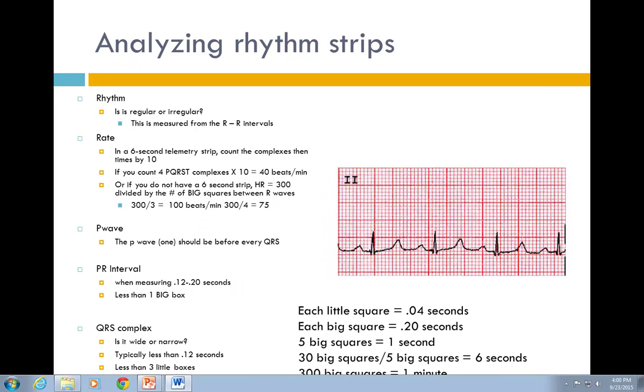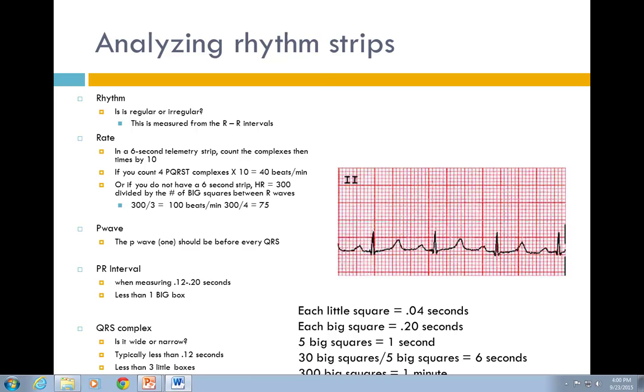Okay, so let's talk about actually analyzing rhythm strips. Analyzing rhythm strips should be done systematically, as outlined in this slide. You can see I have six ways of analyzing. First, you start with the rhythm, the rate, the P wave, the PR interval, and the QRS complex.